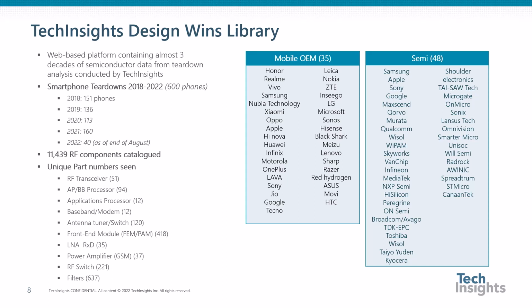This translates to close to 12,000 RF components cataloged, roughly 1,600 of which are unique. These are all components from throughout the RF path of the handset, from the antenna through the front end to the transceiver and modem. These components all came from 83 unique manufacturers. We have 35 OEMs or phone makers and 48 semi companies providing components for the phones.